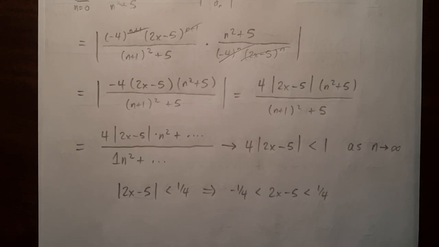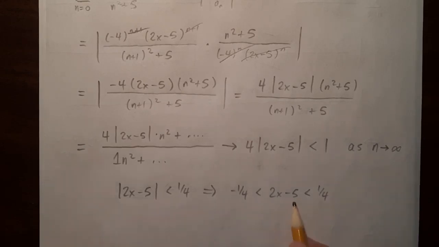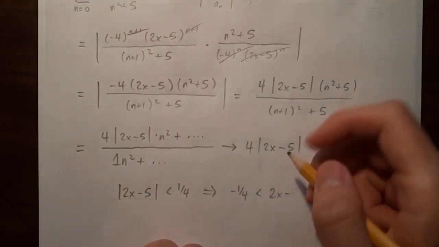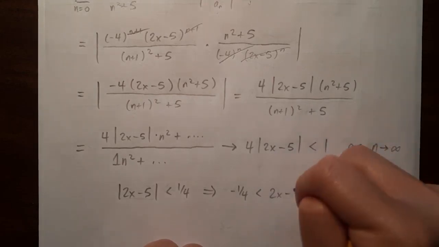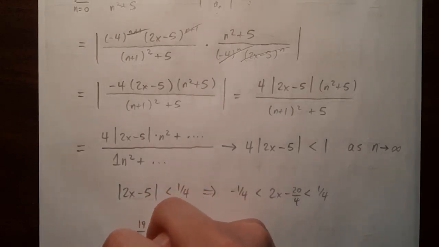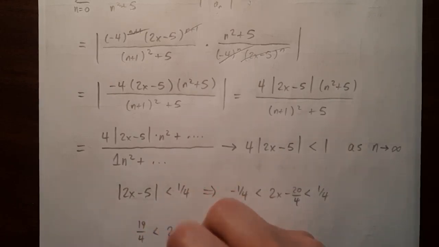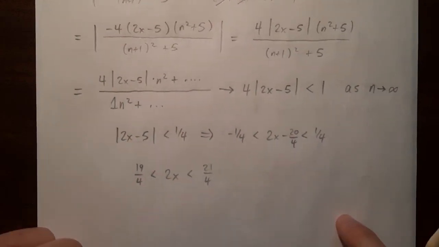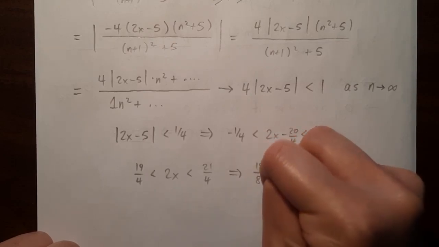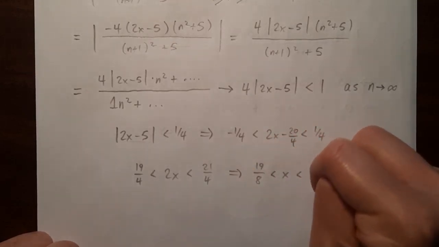All right, then add 5 to both sides. So let's see, what is 5? I need a common denominator. So 5 can be rewritten as 20/4, right? So add that to both sides, and I'm going to have 20/4 minus a fourth, so that's 19/4 on the left-hand side, and 21/4 on the right-hand side. And now divide all sides by 2, and I'm going to get 19/8 is less than x is less than 21/8.